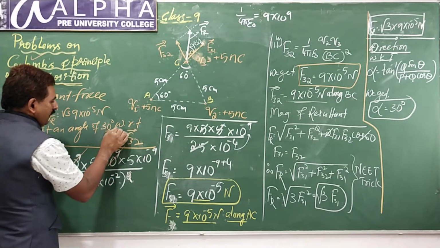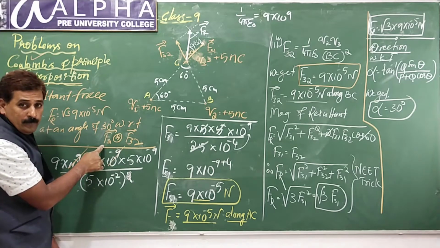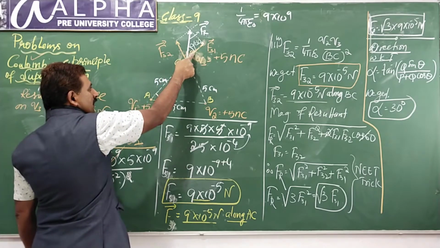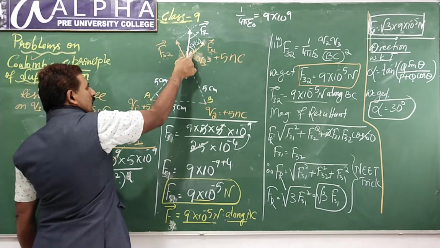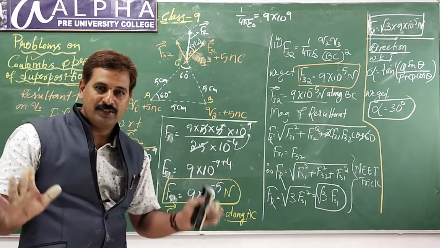F31 or F32. If I write this, how do you read it? Vector F31 or vector F32. With respect to the direction of F31 or the direction of F32, at an angle of 30 degrees, the resultant is acting. Very simple, students.